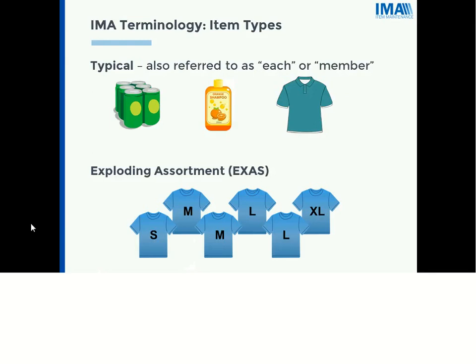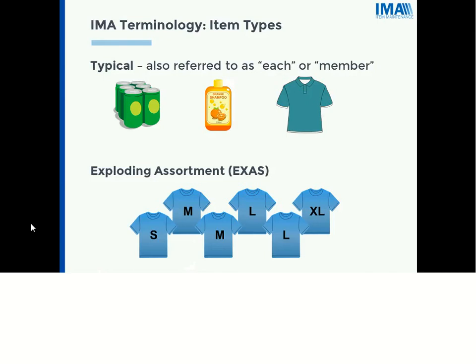So there are several types of items that can be built in IMA, but the two most commonly built ones are going to be typicals and exploding assortments. So a typical can also be referred to as an each, or it can also be referred to as a member. Basically, it's what's rung up at the register. So as an example, we have the 6-pack of soda because it's actually rung up as a 6-pack. There's a bottle of shampoo, or there's a single shirt.